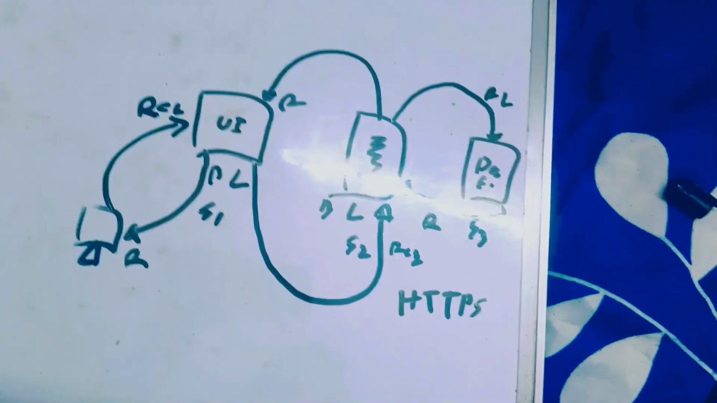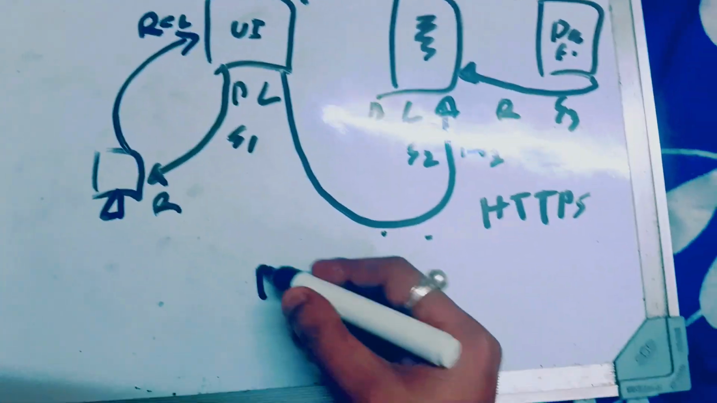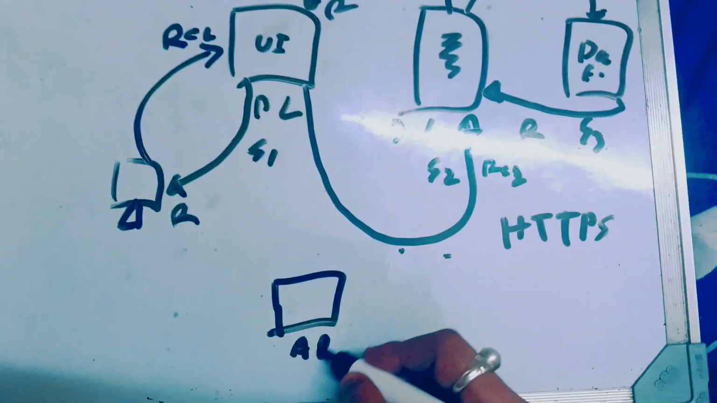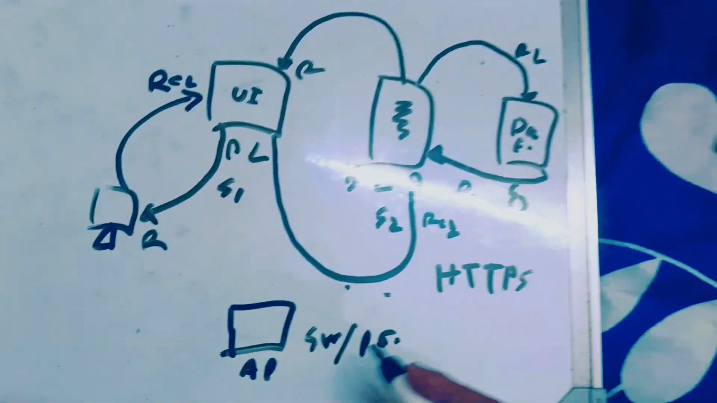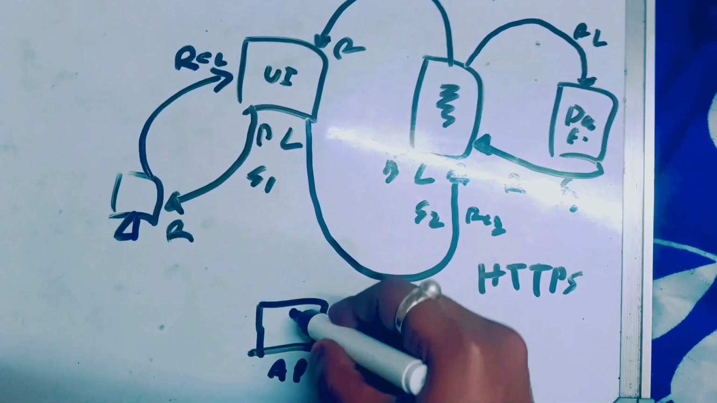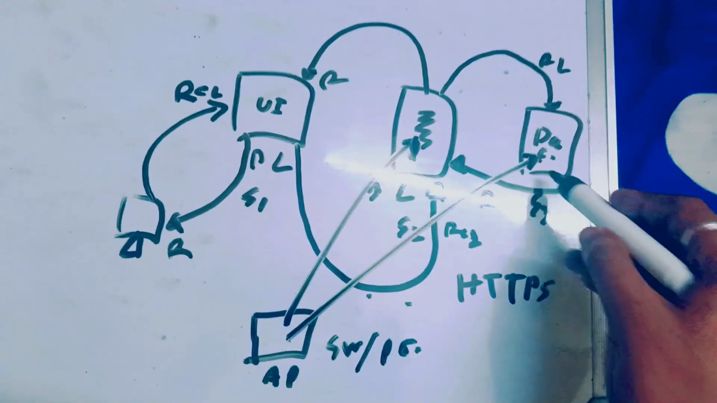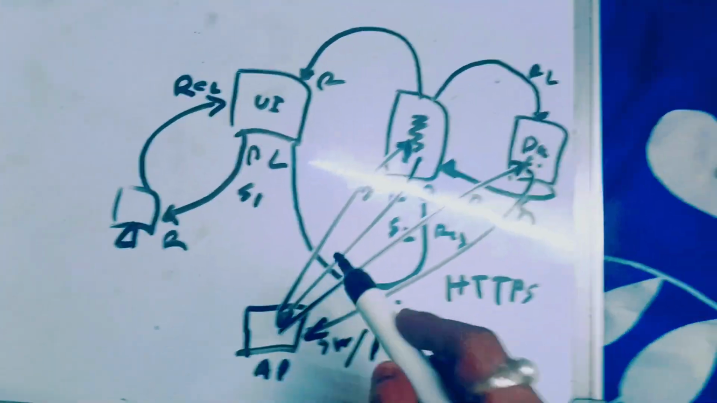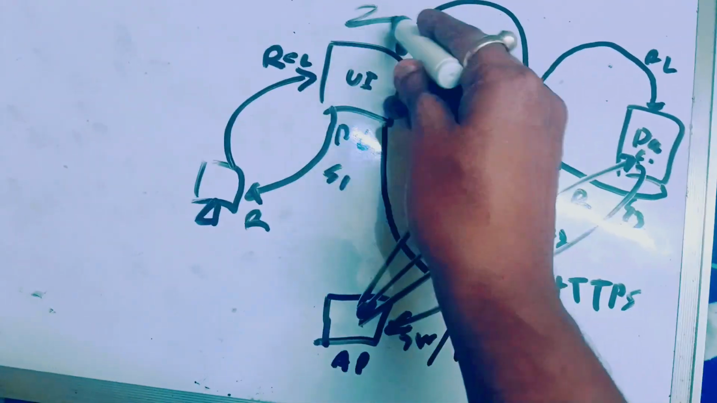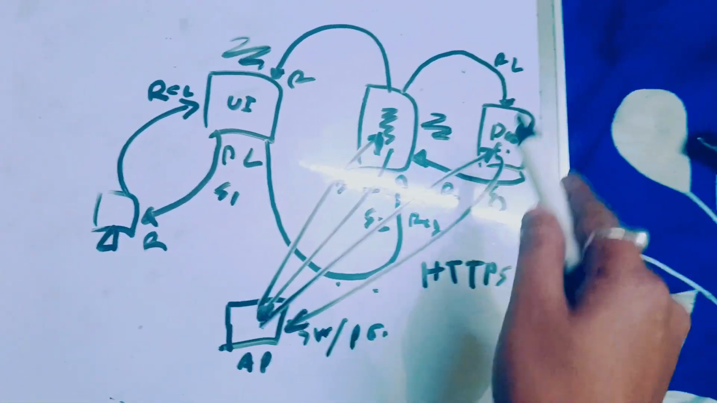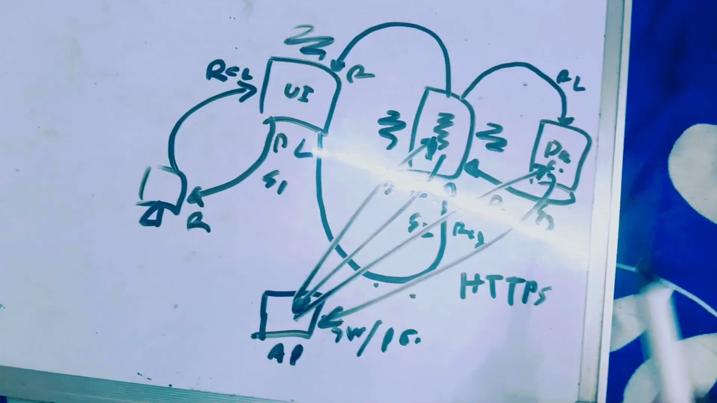Suppose I want to test this request and response. In this case I need a separate application, an API testing application like Swagger or Postman. Here I directly hit the API to the business logic layer, and directly hit the API to the database, and I get the response. Based on that response I get to know whether the API is working properly or not. In this case I don't check the UI part, I'm checking the database and the business logic part. That is how I can test the API.